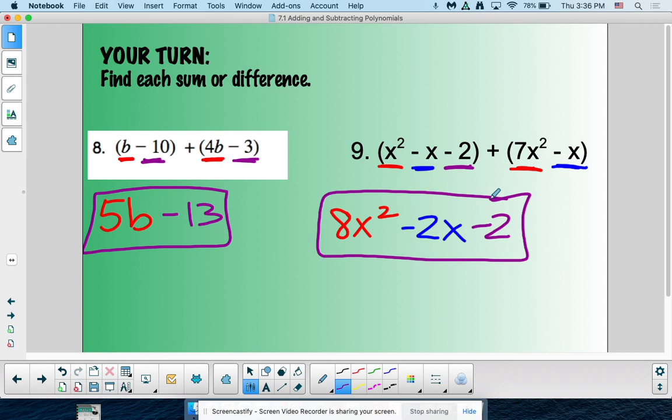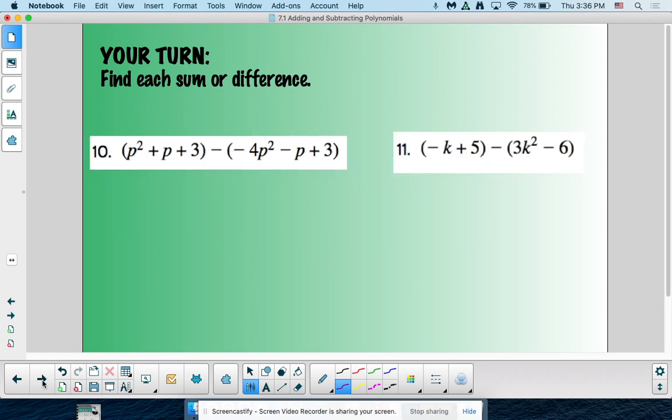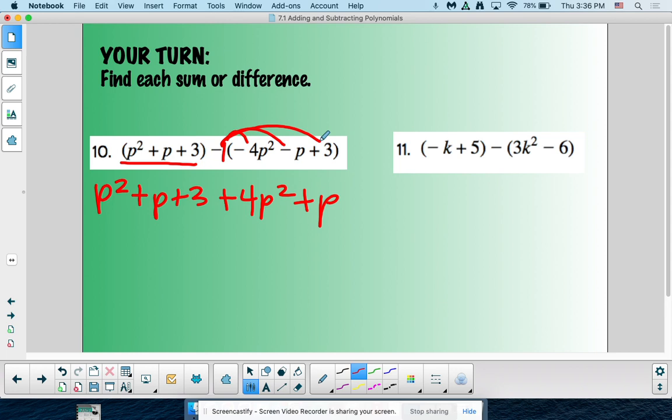Okay, hope those adding ones were pretty good. No issues there, I hope. These ones, there's a little bit more room for error because you have to distribute. So I'm going to write down that p squared plus p plus 3. Remember, this stays the same. Now we have to distribute. -1 times -4 is a positive 4p squared. -1 times -p is a positive p. -1 times 3 is -3.